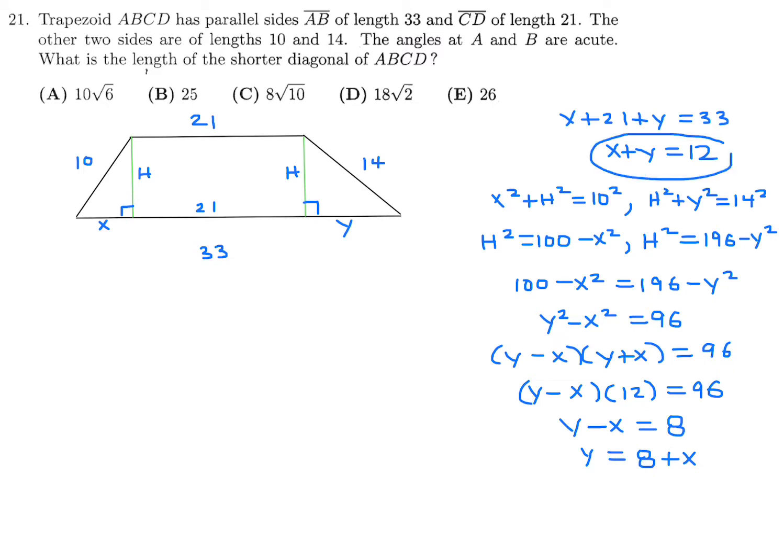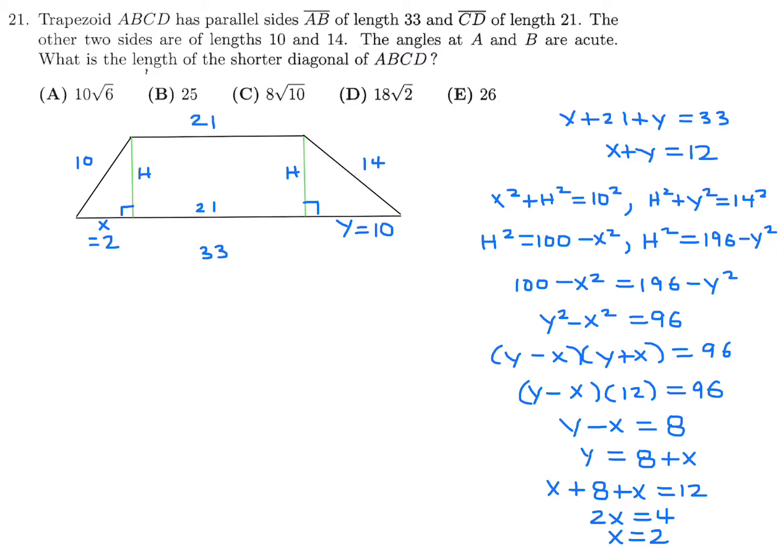Substitute that back into x plus y. Well, y is 8 plus x, so x plus 8 plus x is equal to 12, so that means 2x is equal to 4, x is equal to 2. So this is 2, and therefore, since x is 2 and x plus y is 12, y is equal to 10. Okay, so all that hard work to get 2 and 10.